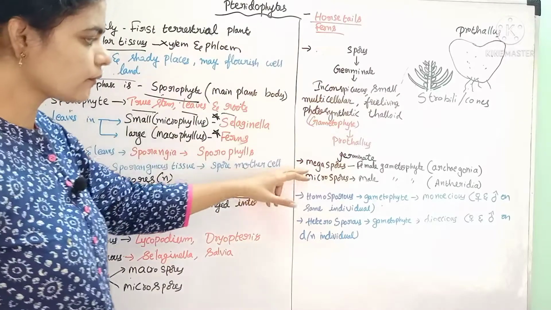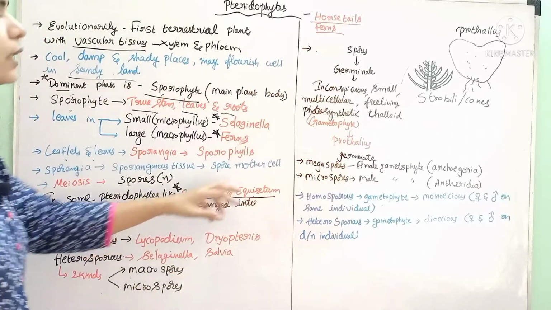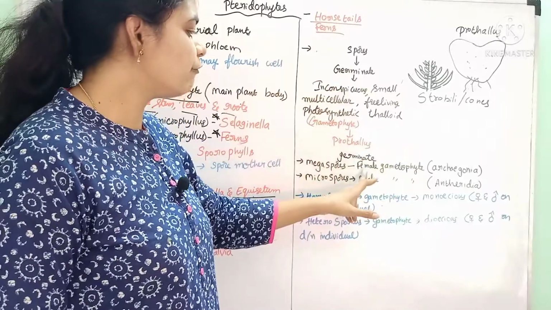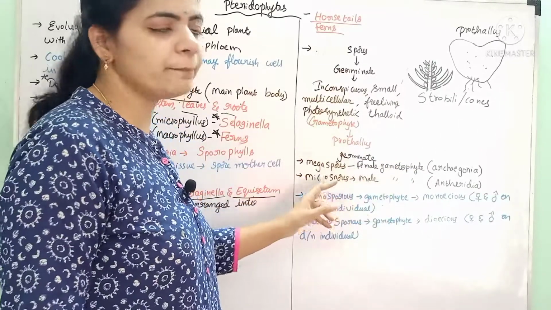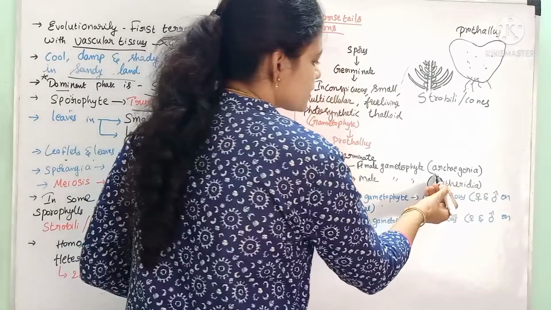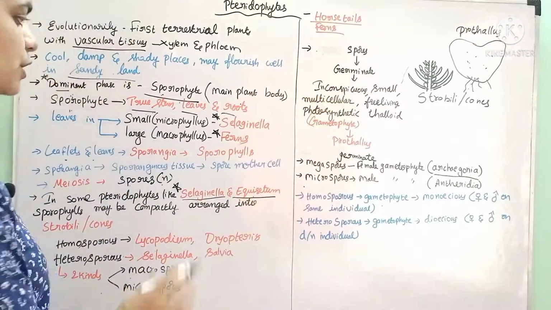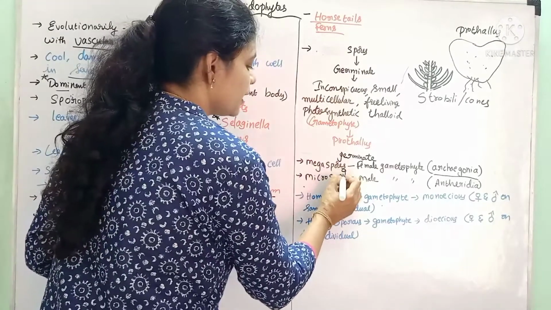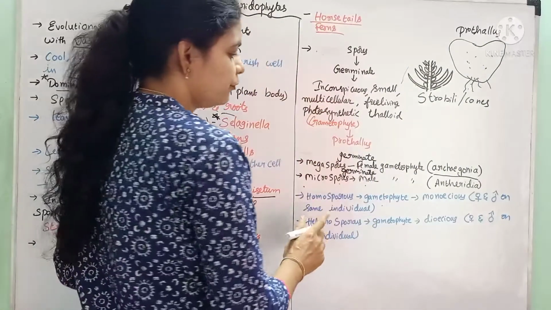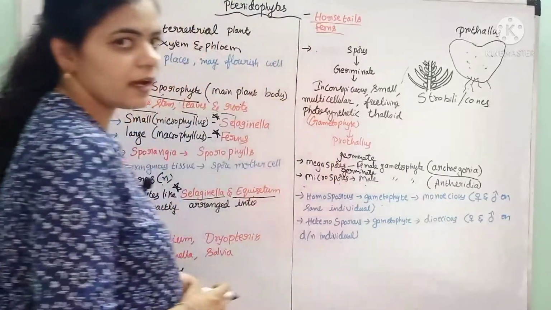Here, the megaspores or macrospores are produced, right? These megaspores germinate and produce the female gametophyte, which consists of female reproductive organs called archegonia. And the microspores germinate and develop into the male gametophyte, which consists of male reproductive organs called antheridia.